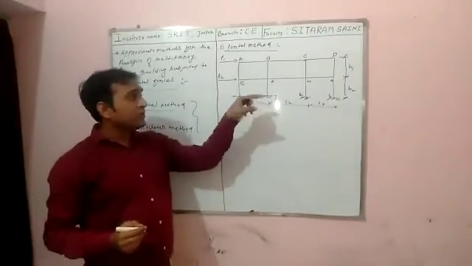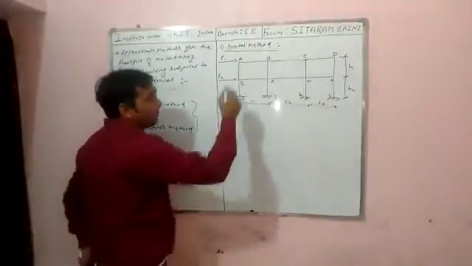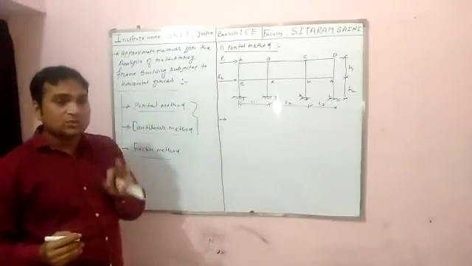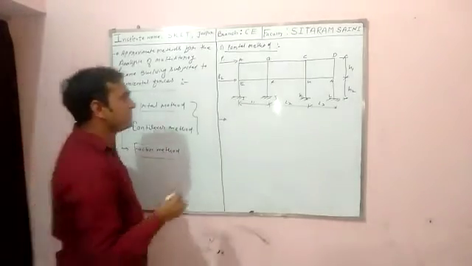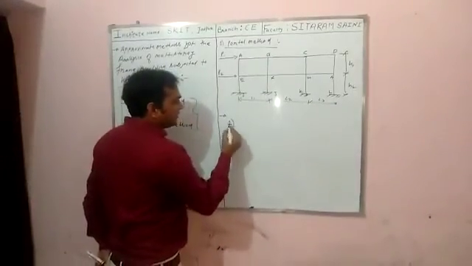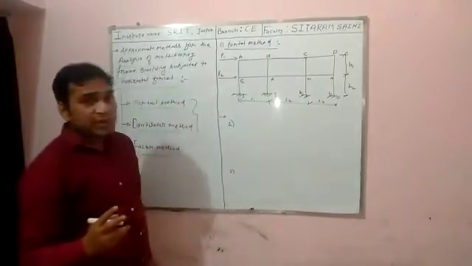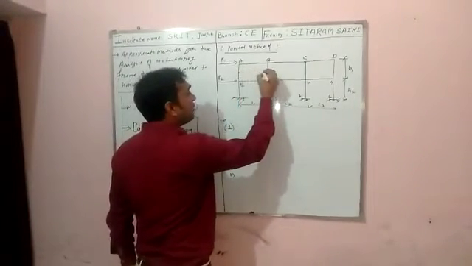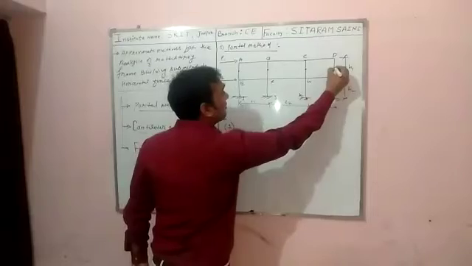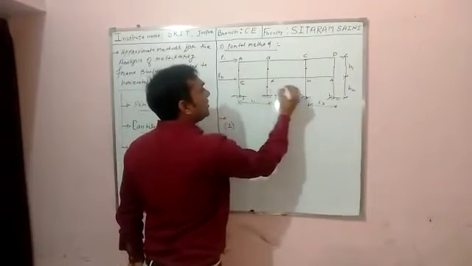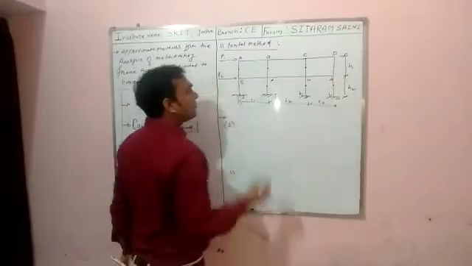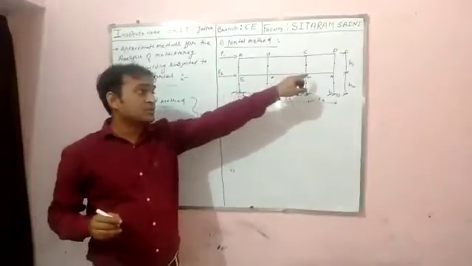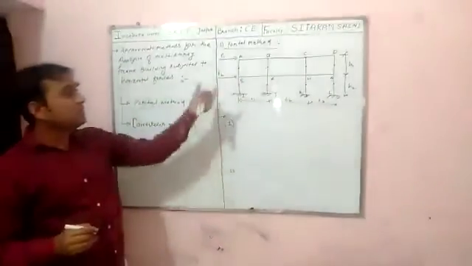Now we want to analyze this multi-story frame. In the portal method, there are two assumptions made for the analysis. First assumption is that the point of contraflexure exists at the middle of the columns.